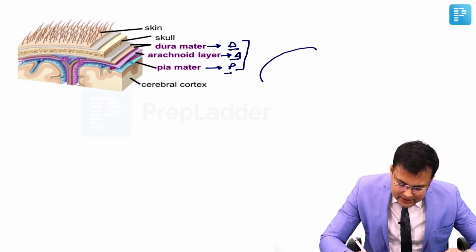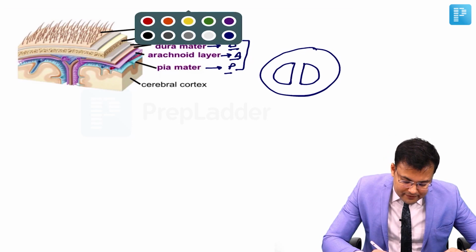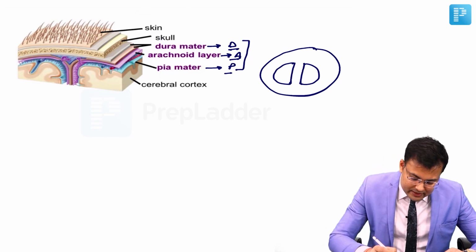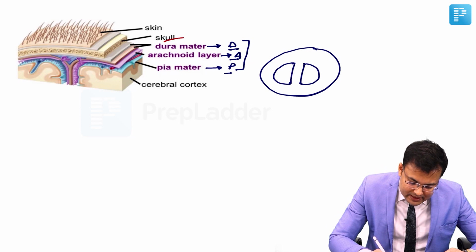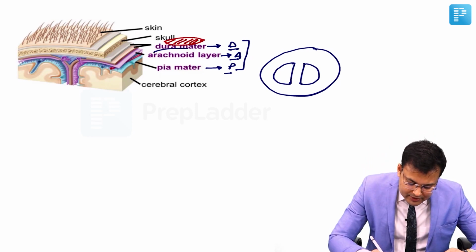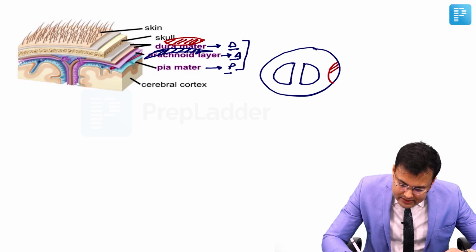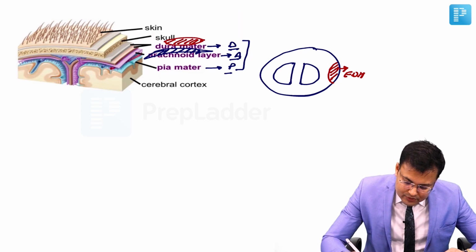Suppose this is the skull, and in the skull, this is the brain, for your understanding. If there is collection of blood between skull and dura, this is known as extradural. And if there is collection of blood between dura and arachnoid, this is subdural. So see how it looks. This is extradural, also known as EDH, extradural hematoma, and this one is the subdural.